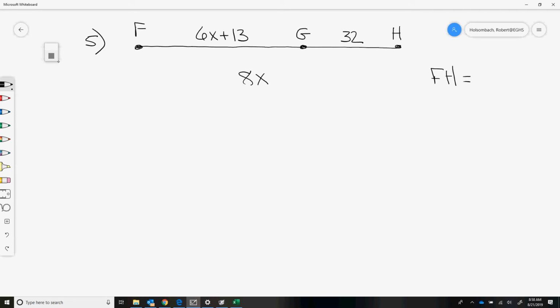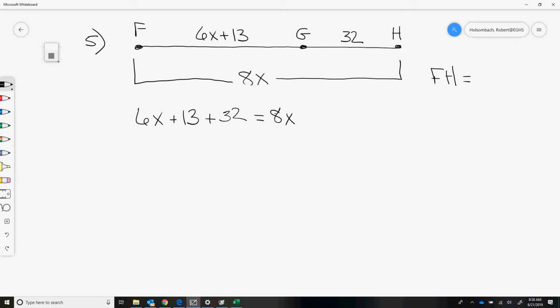We said yesterday that the two small pieces added together equal the length of the big piece. Well, the length of the big piece is your 8x. So your 6x plus 13 plus the 32 is equal to 8x.